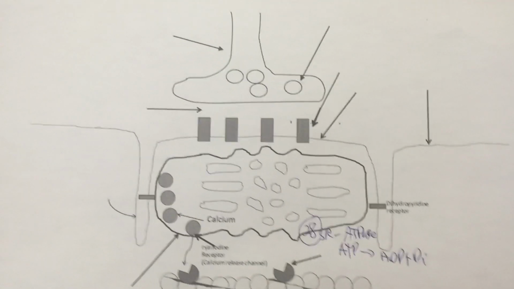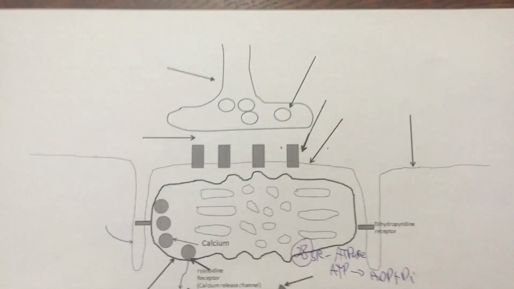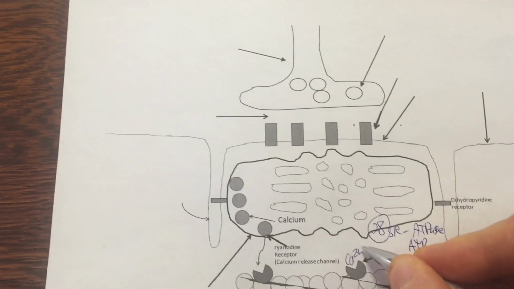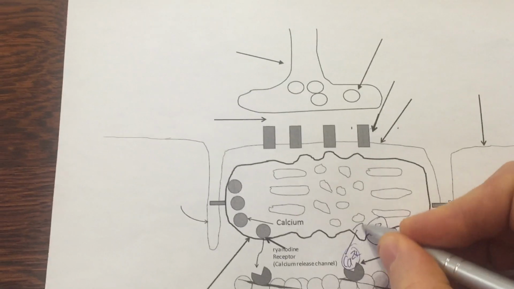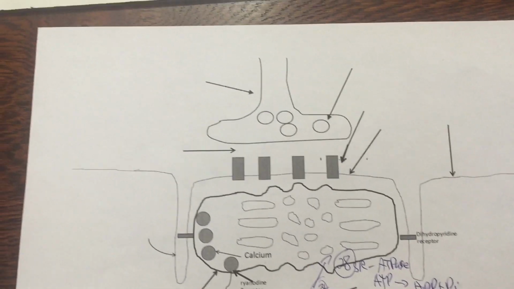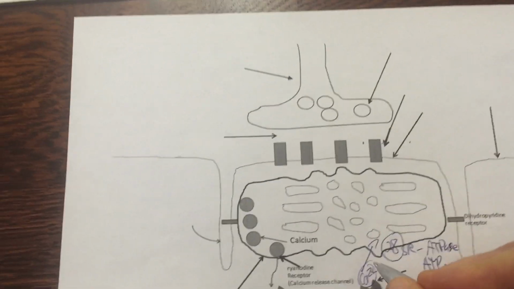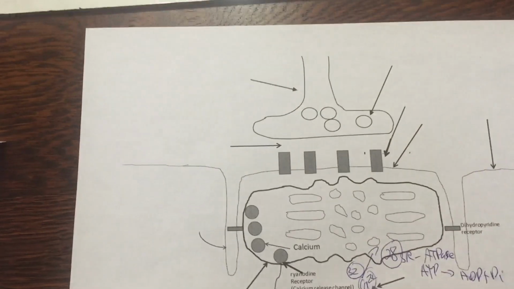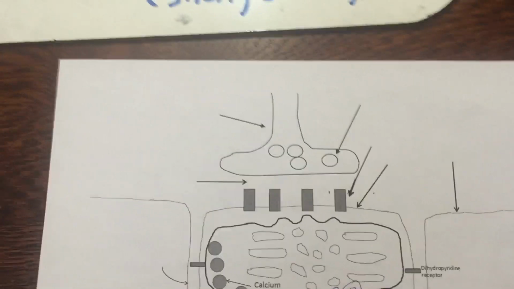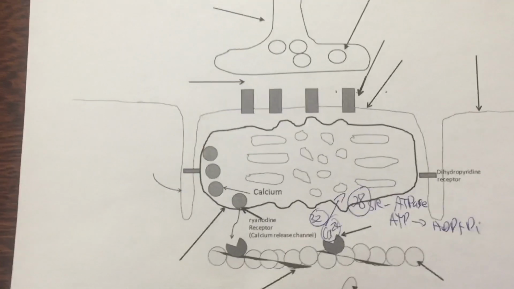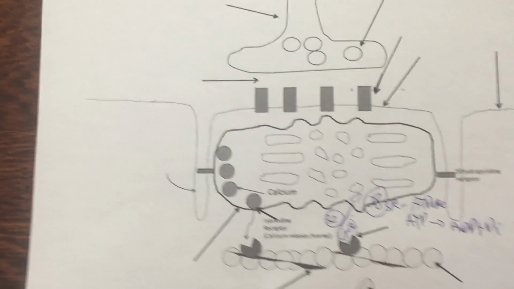That gives you energy to allow you to pump calcium back into the sarcoplasmic reticulum. So you have calcium that's on the troponin here, that gets pumped back in, and that is step number 32 on your sheet. Okay, so that gets the calcium back into the sarcoplasmic reticulum.